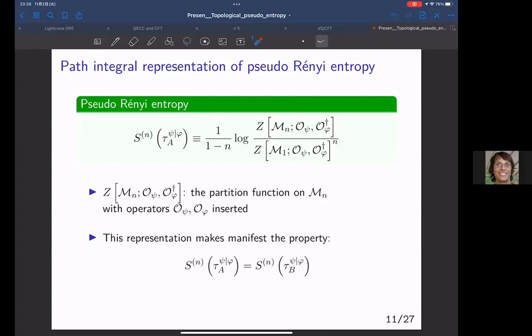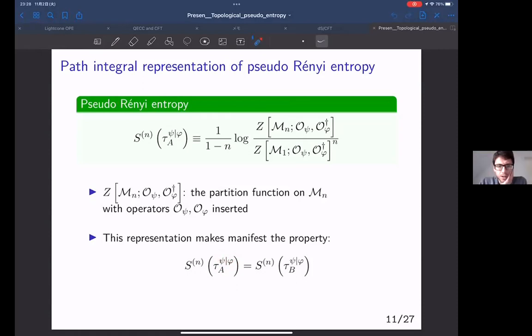Okay. I also have a question. Can you hear me? Yes. In the case in which phi and psi are the same, would it just be the entropy of the excited state, psi and phi? Right. You can take psi and phi the same. Then if psi has some excitation, you are calculating some entanglement entropy with excited states, yes. Okay, thanks.